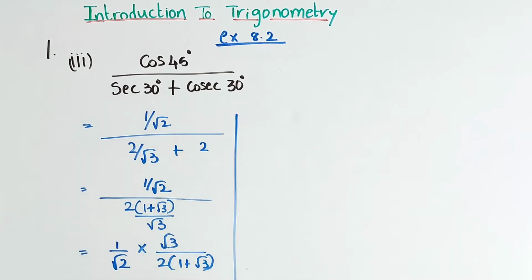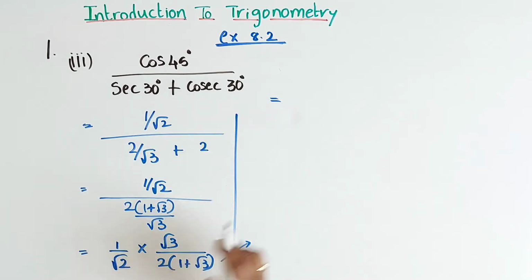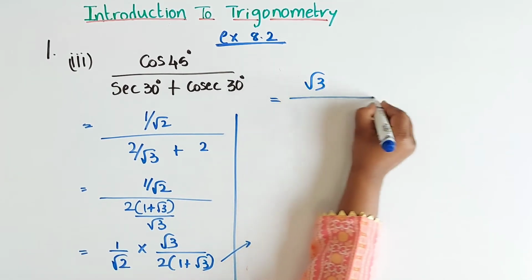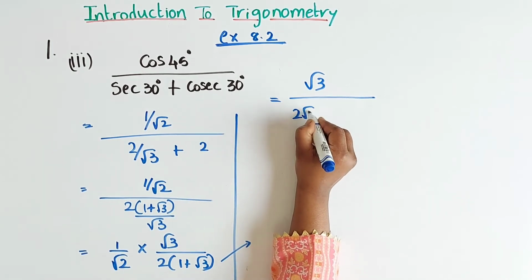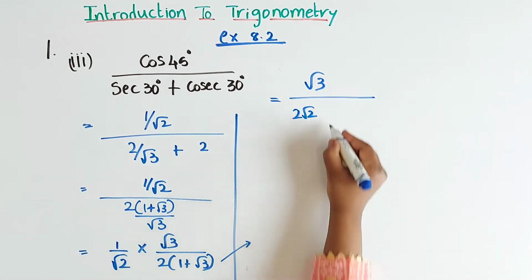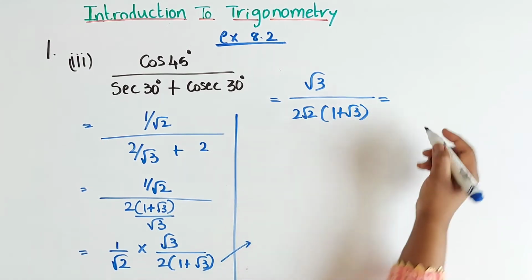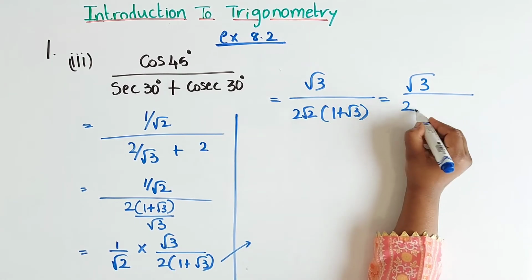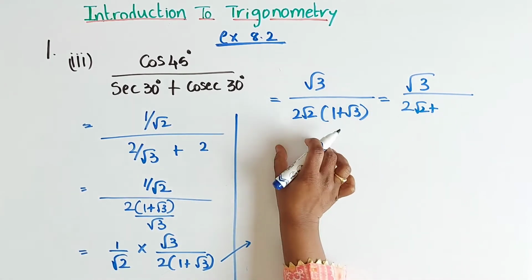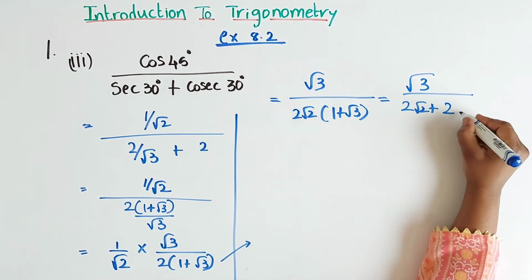Now after this, equals 1 into root 3. Root 3 divided by root 2 into 2, 2 root 2, into 1 plus root 3. We can multiply the whole thing in the denominator. Root 3 by 2 root 2 into 1, that is 2 root 2. 2 root 2 into root 3, that is root 6.